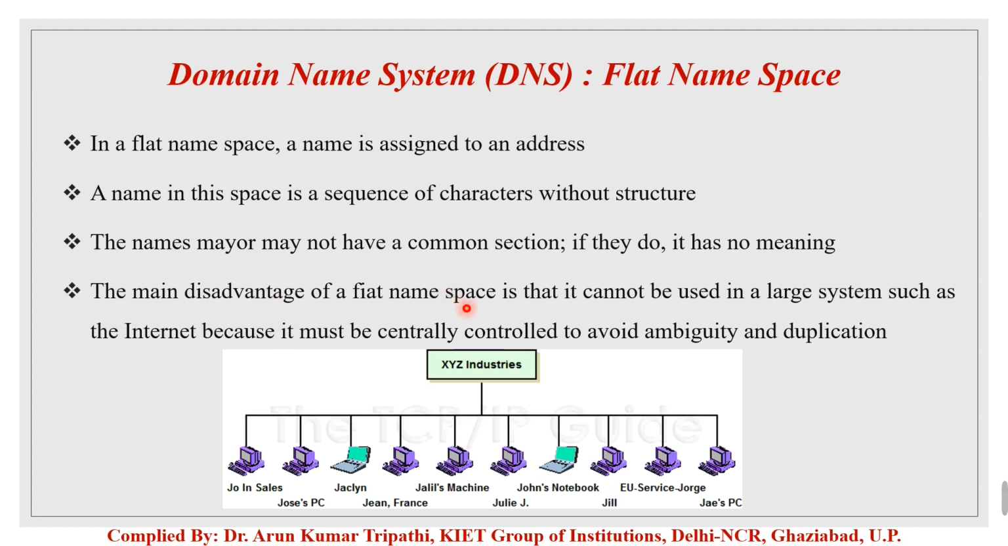The main disadvantage of the flat name is that it cannot be used for a large system such as the internet because it is centrally controlled, to avoid ambiguity or duplication. So it is using Joe in sales, it is Joe's PC, it is gels and so on. It is using comma, it is using dot. So there is no predefined convention. It is not used nowadays due to the numerous problems.